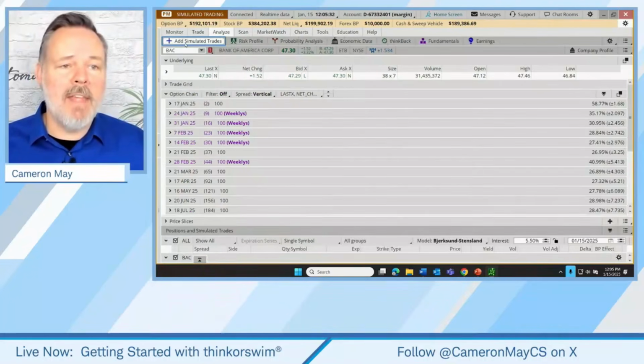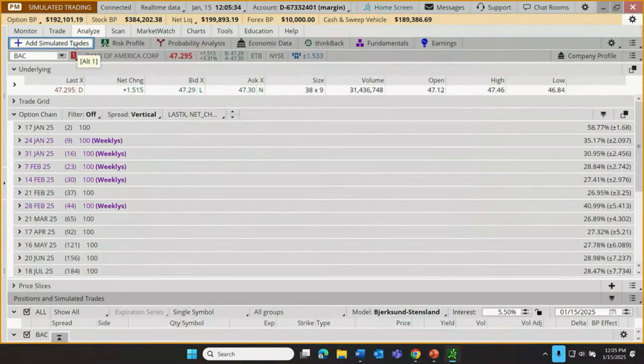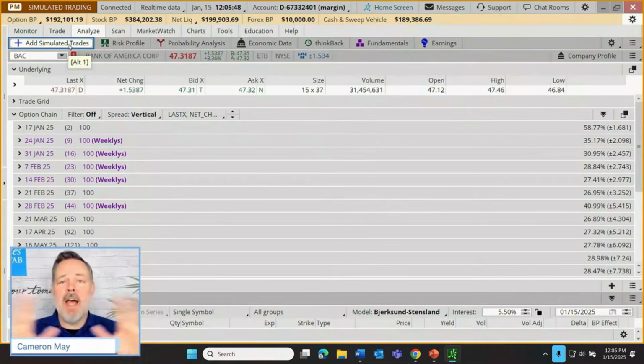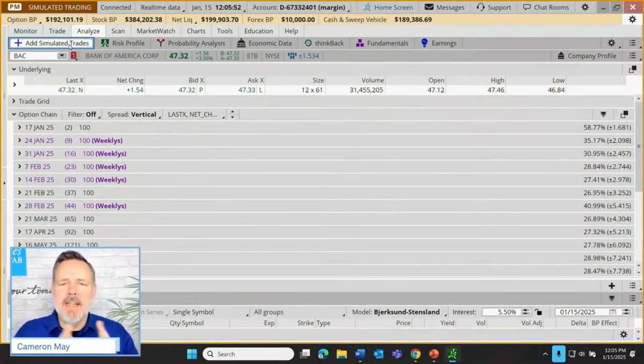Well, if I go to the Analyze tab and I start on the Add Simulated Trades, and we make sure that we have the same symbol, we also have the options chain. This tool, Add Simulated Trades, functions very much like, it overlaps to a very high extent with that Trade tab. And you might think, well, why do we need the redundant functionalities? Well, the Add Simulated Trade is actually directly tied to the risk profile. So we're going to build our trade using the Add Simulated Trades tab.